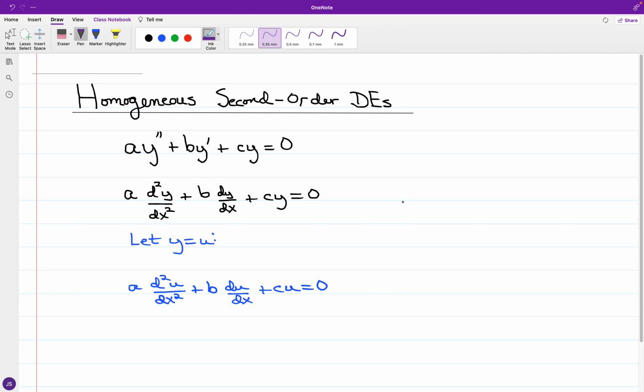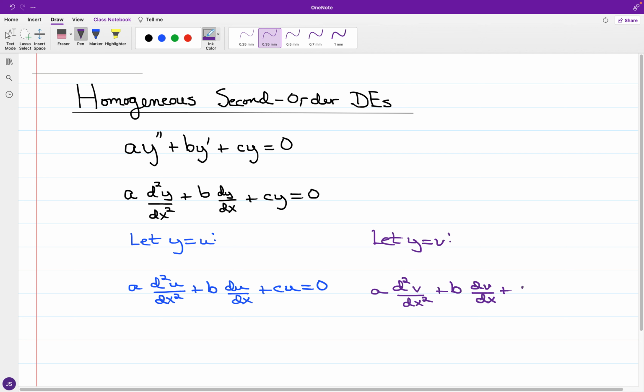And let's say I also let y be equal to v, so again just putting v in place of y, our homogeneous second order differential equation will become a d squared v over dx squared plus b times dv over dx plus cv is equal to 0.